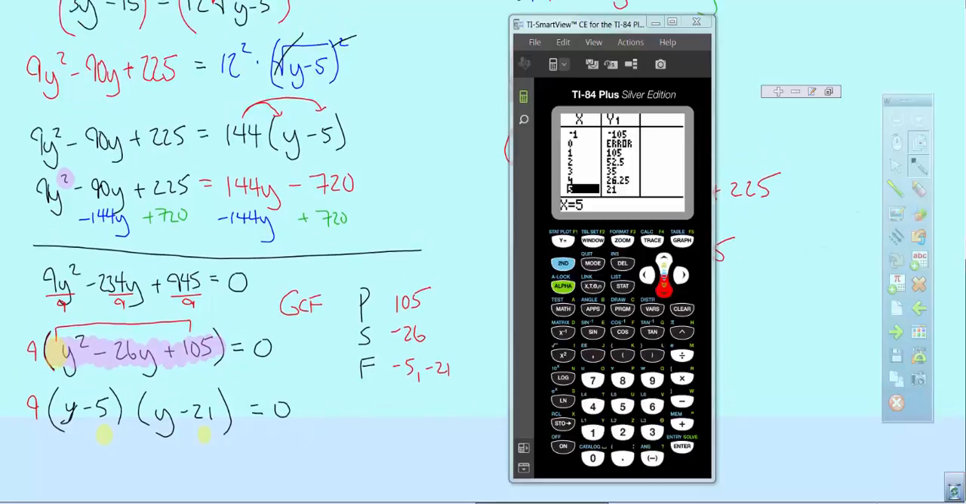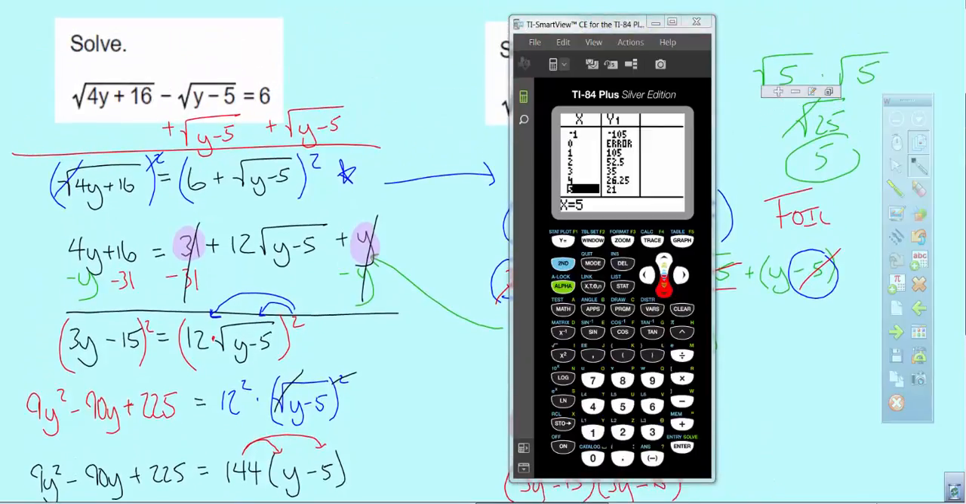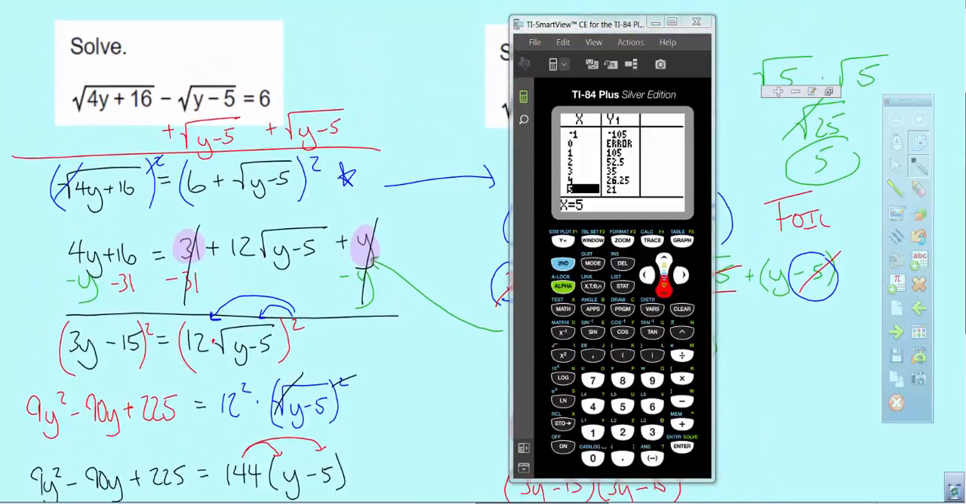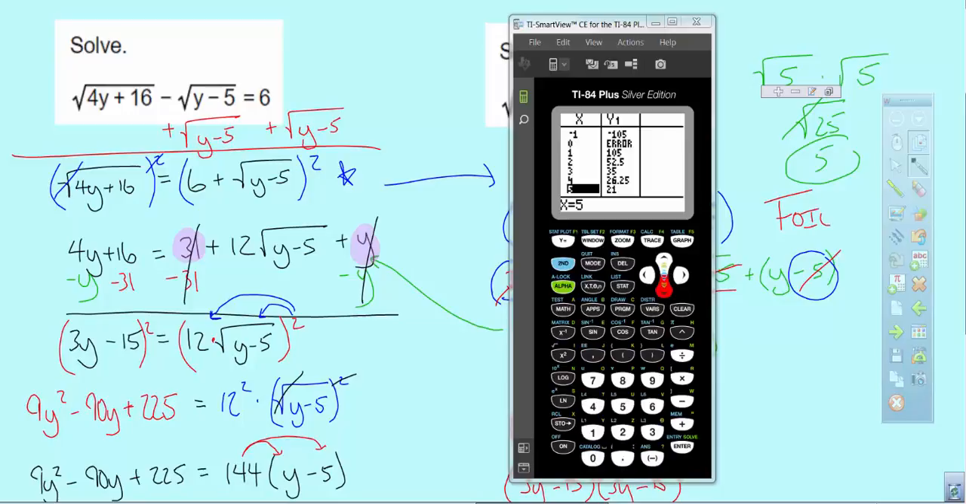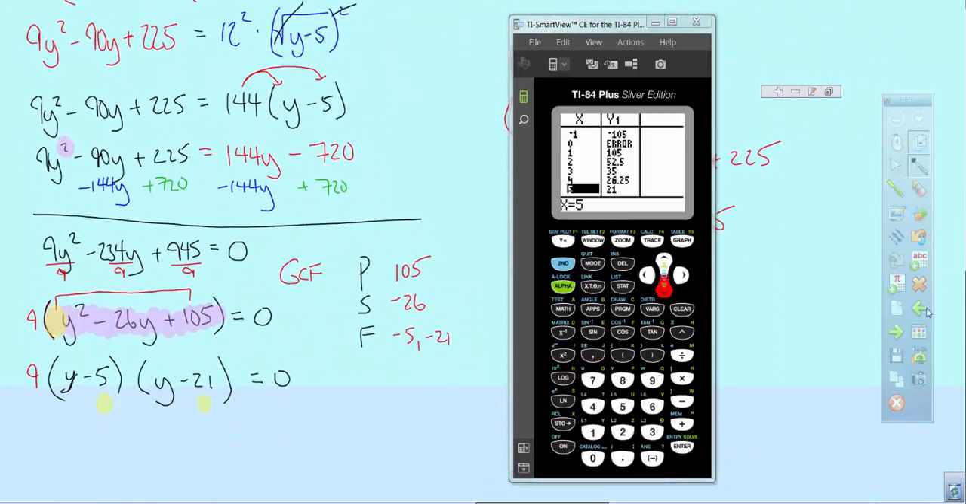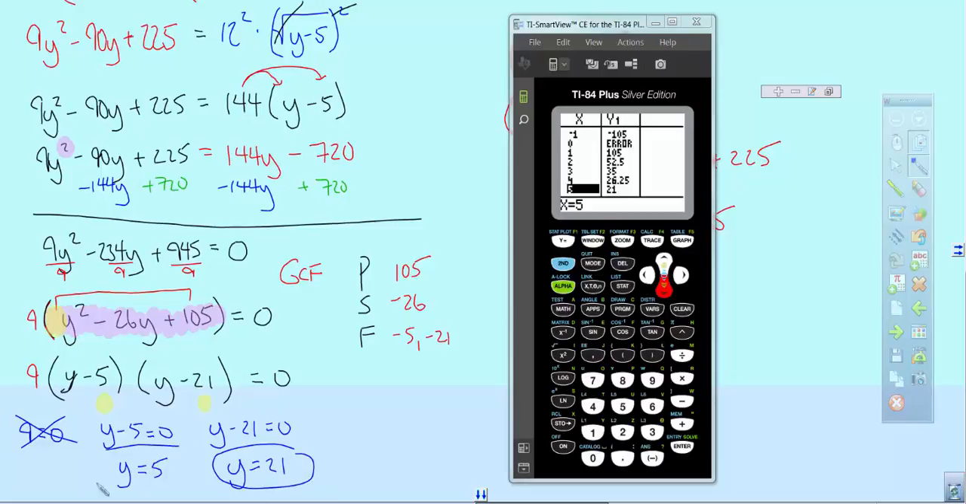So let's go back to the original question and see what we were asked. We were asked to solve to see what y's would make this equation true. So when you have radicals, we need to check our answers. So we go one step further here. We take each one of these factors and we set them equal to 0. Alright, this one just goes poof and disappears. This one becomes y equals 5, and this one becomes y equals 21. So we've got two numbers that we need to check to see their validity.